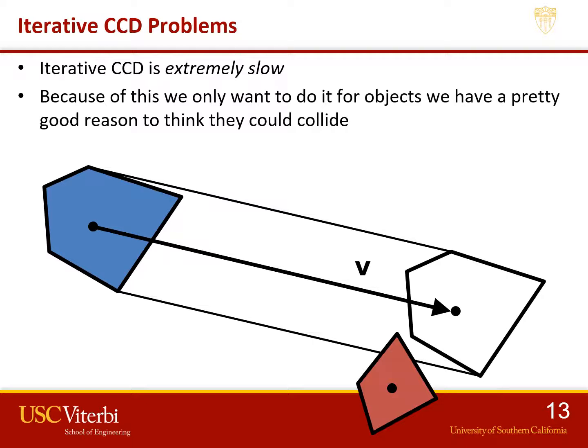Speaking of time, doing all these collision tests over and over and over again as we're iterating is obviously going to take a lot of time. It's going to multiply the number of collision tests we're doing by a dramatic amount. So because of this, you don't want to be doing this iterative method unless you're already pretty sure that the things collide in the first place, right? So in the next video, we'll talk about that a little bit more.